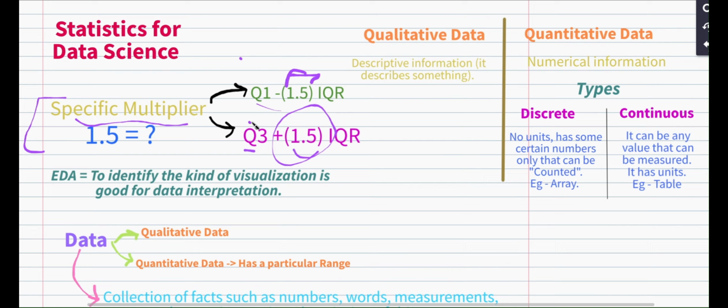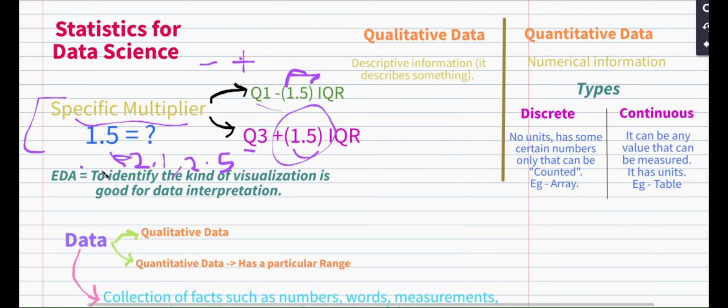What does that mean? If we have to calculate the lower bound and upper bound outlier, you just have to subtract or add something to Q1 and Q3, that is the 25th and 75th percentile respectively. When you subtract and add a quantity like 1.5, or you can take this quantity as 1, 2, or 2.5, it depends on your assumption.